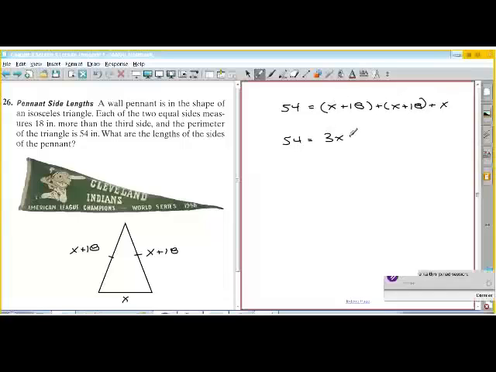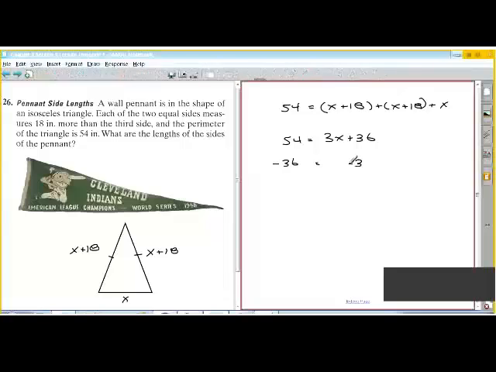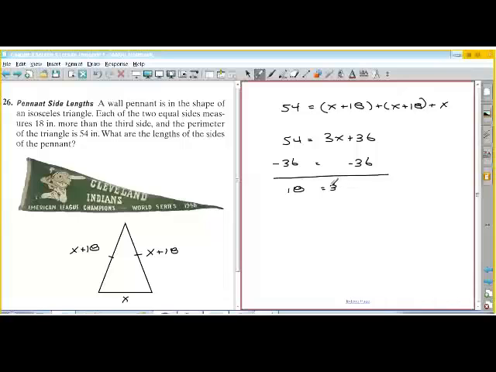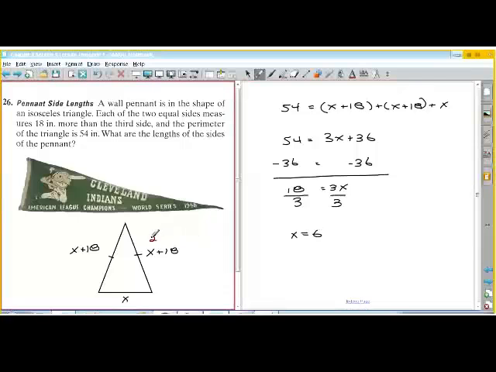I combine like terms, so I've got 3 x's, and 18 plus 18 is 36. So subtract 36 from both sides. 54 minus 36 is 18. I'm remaining with 3x on the right-hand side, divide both sides by 3. So I get x is equal to 6. And so this side is going to be 24, this side's 24, and this side is 6.